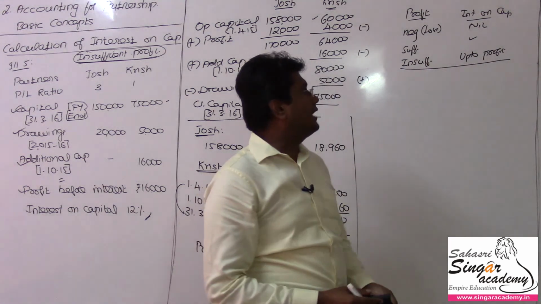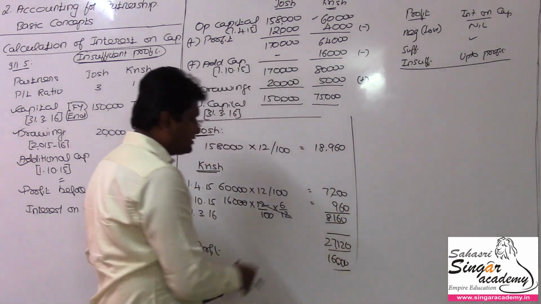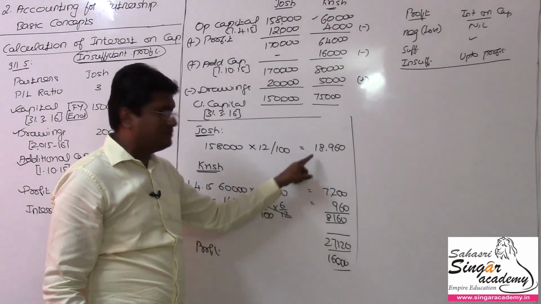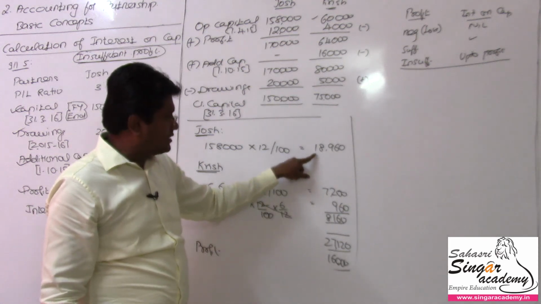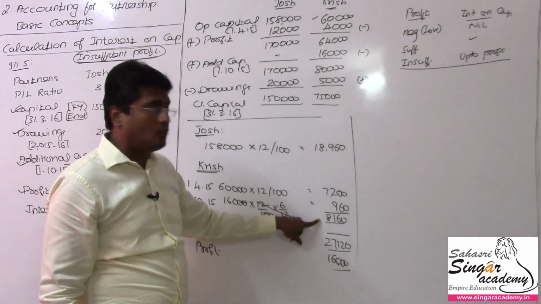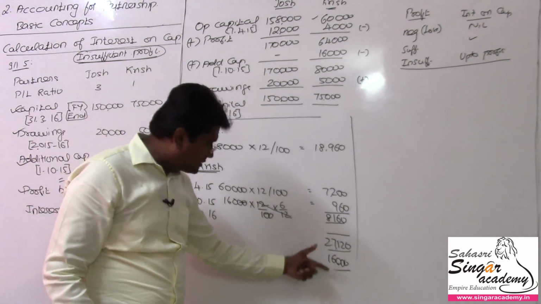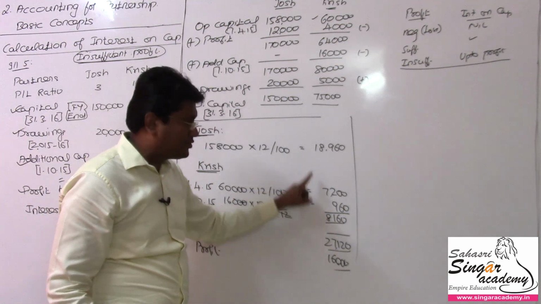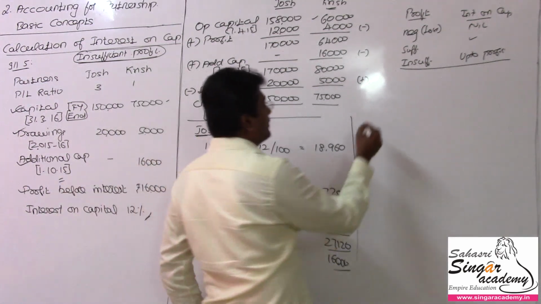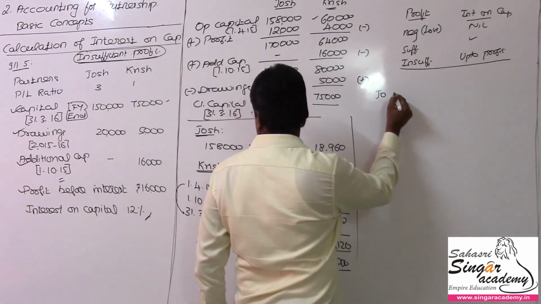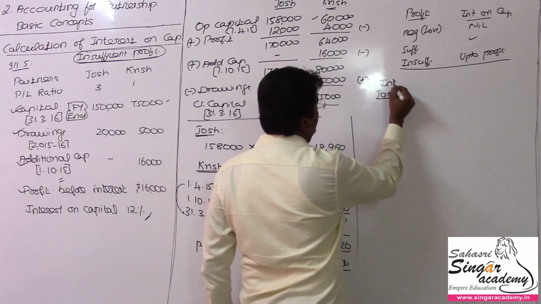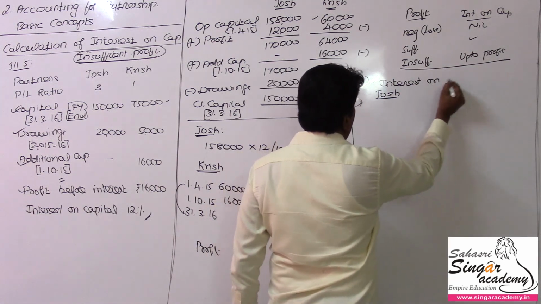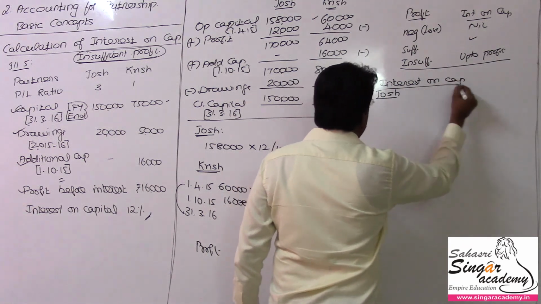So how can we calculate then? You distribute this entire 16,000 in this ratio. The person who is eligible for 18,960, and this person who is eligible for 8,160, but available is only 16,000. This 16,000 should be distributed in this ratio. That is the way you can follow. So in Jose's case, the interest on capital. Clear here?